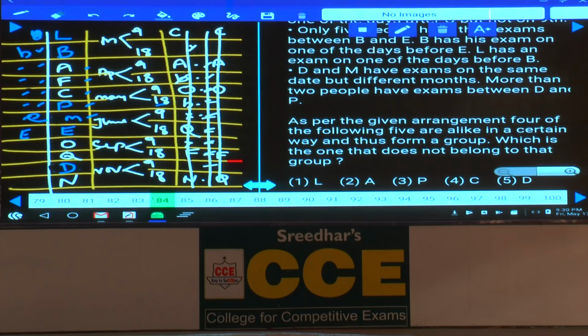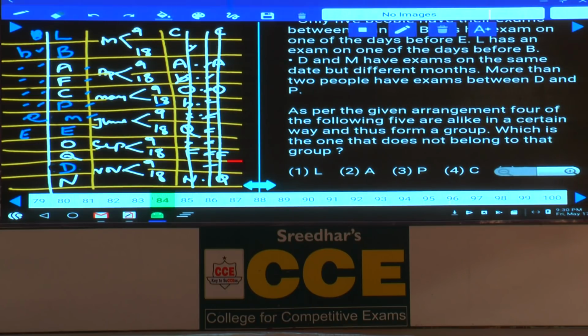Then question number 84. As per the given arrangement, 4 of the following, that is an odd man out. L is on May 9th. A is again 9th. And P is 18th. And C is on 9th. And D is again on 9th. Except P, the remaining 4 persons are having exams on 9th of different months.